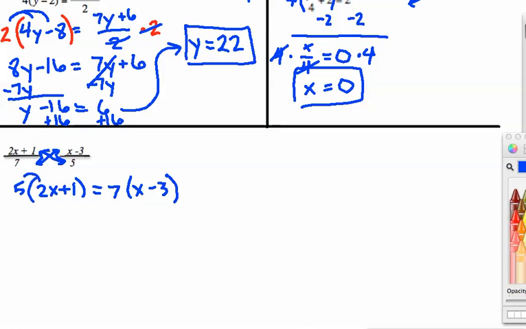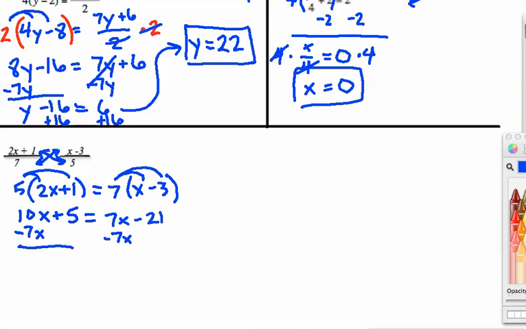So we're going to have 10x plus 5 on the left, and 7x minus 21 on the right side. Take away 7x. Then we'll have 3x plus 5 left on the left-hand side, and a negative 21 left on the right. Subtract 5. Okay, negative 26 on the right-hand side.